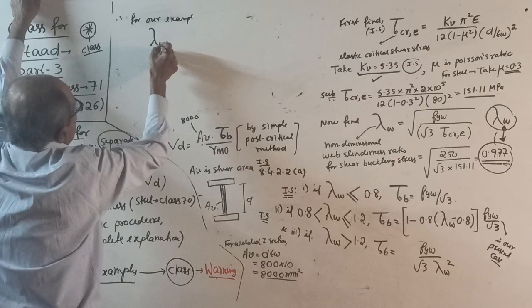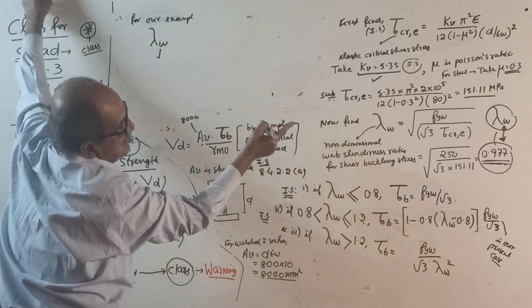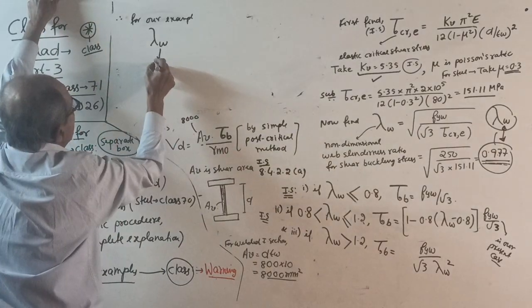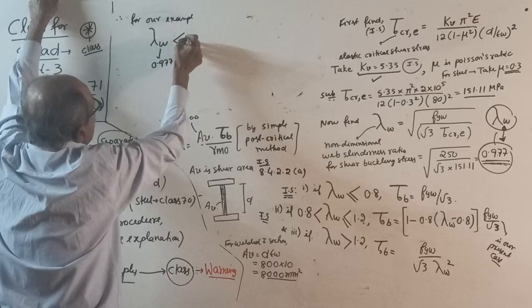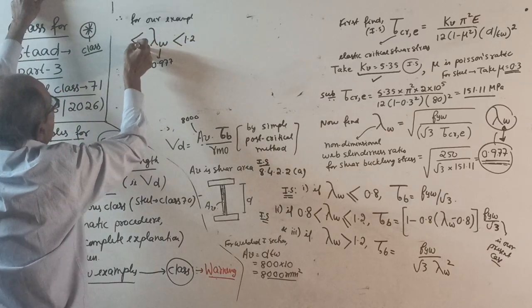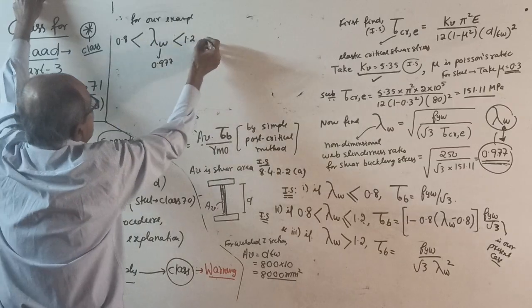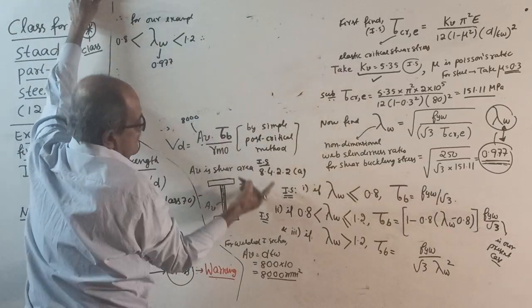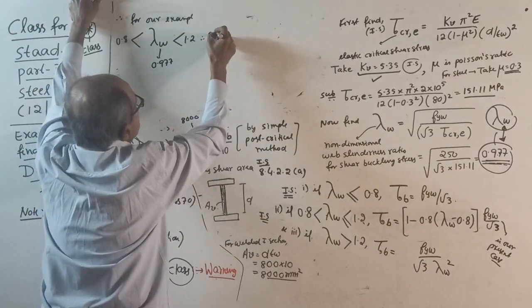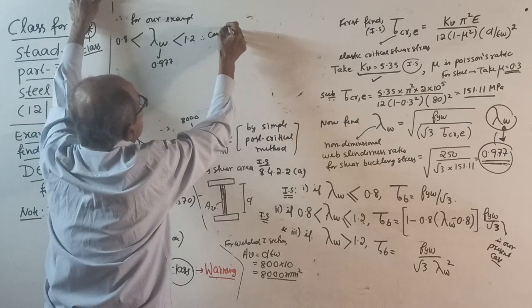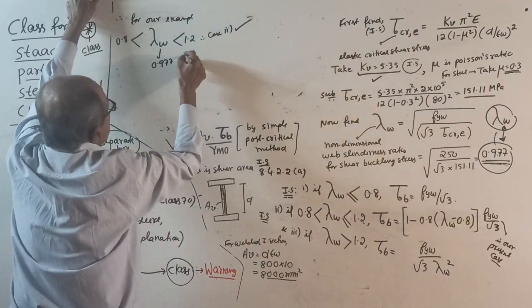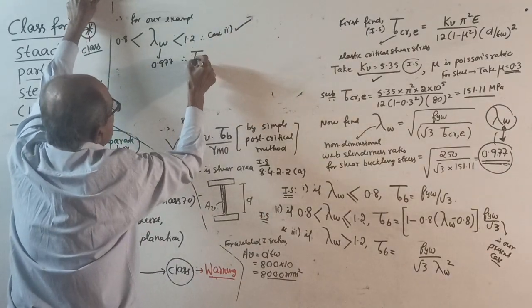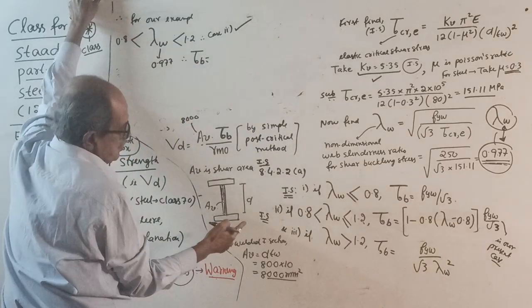we got how much? 0.977. 0.977 is less than 1.2 and more than 0.8. Therefore, we can write here, second case, case 2 is applicable. Therefore, your tau b, see here, substitute.